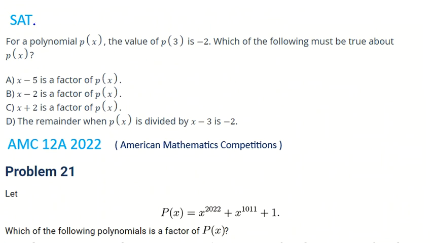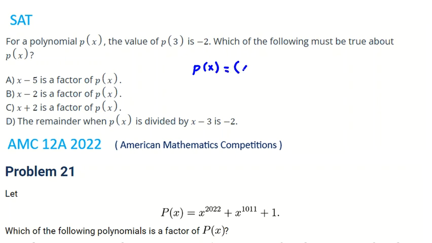Okay, so it is the most important idea here. The easiest problem is this one. It says for a polynomial p of x, the value of p of 3 is negative 2. So let's see. When you want to find the remainder when divided by x minus 3, you consider p of 3.